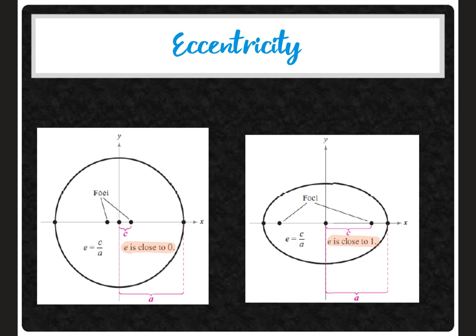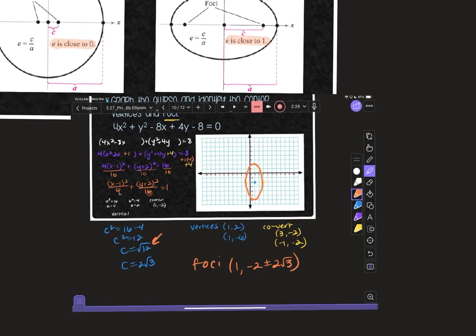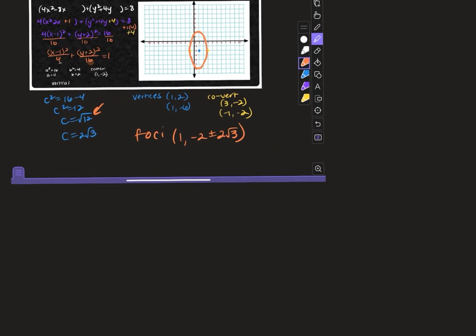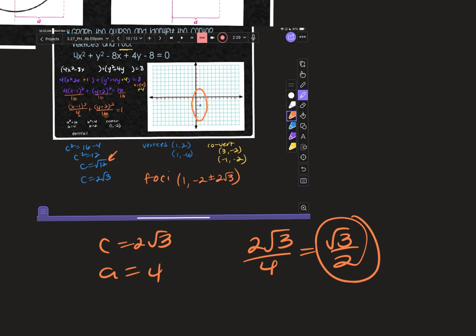So if we go back to the last one that we just did, what would be your eccentricity? C is 2 root 3, right? A is 4. So 2 root 3 over 4 would reduce to root 3 over 2. It is on the unit circle. Yeah. Questions? Was eccentricity part of last year too? I don't remember actually. It was? Is that the same way? Yeah.